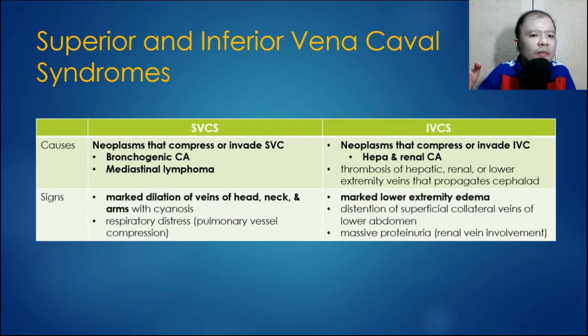So this is very common among patients that have lymphoma. You have enlargement, particularly on the right side. You have enlargement of the right arm, accompanied with cyanosis and respiratory distress. And for the inferior vena cava syndrome, you have marked lower extremity edema.